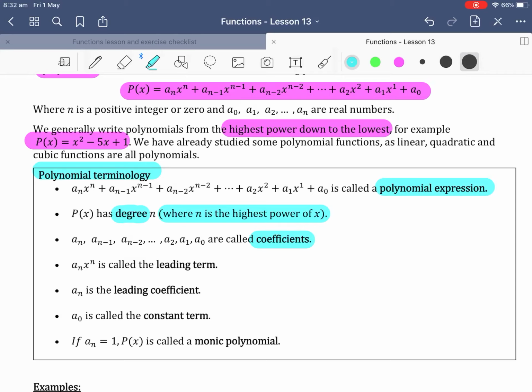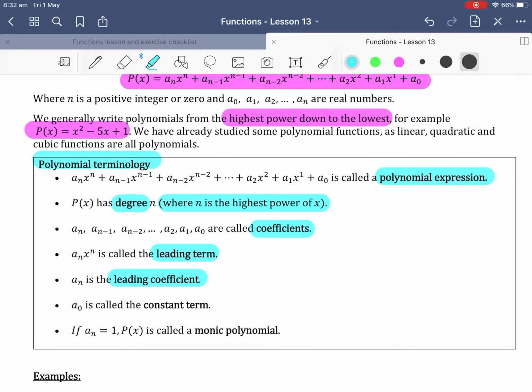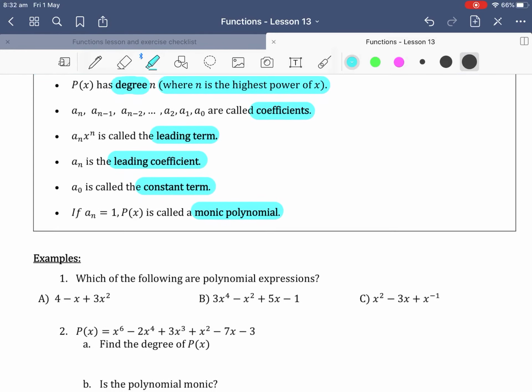Our a_n x to the power of n is called the leading term. So the term that has the highest degree will be the term that comes first and has the leading coefficient, which is our a_n. So it's the first coefficient of the whole polynomial. Our a_0 is our constant term because it has no x attached to it. And if a_n equals 1, so our leading coefficient equals 1, p(x) is called a monic polynomial.